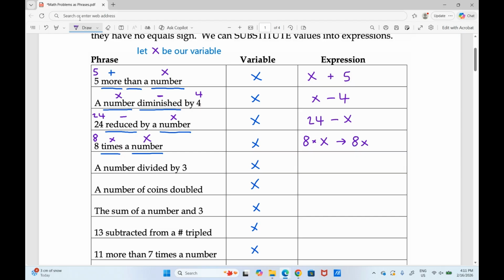The next one would be a number divided by 3.